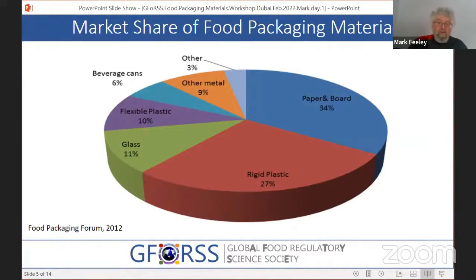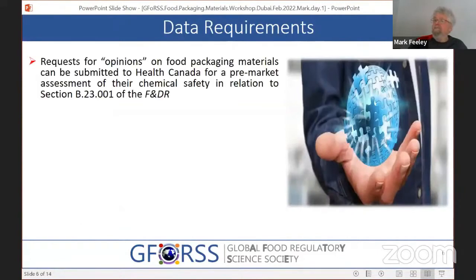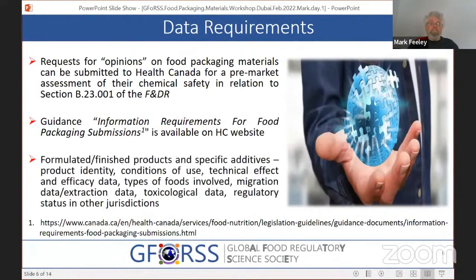The type of food that is packaged in Canada is represented by this pie diagram. And specifically, that information is used in developing the exposure assessment estimations. So how much of the particular packaging material is used with food and how much of that food is being consumed.